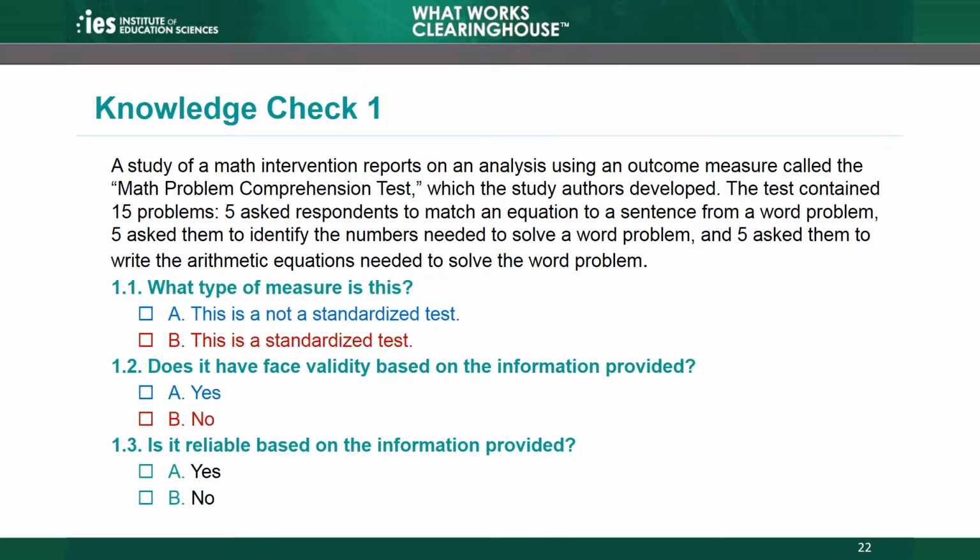Is it reliable based on the information provided? B is the correct answer. The item does not mention reliability. The WWC requires a measure of internal consistency, like Cronbach's alpha, of 0.5 or higher, a test-retest statistic of 0.4 or higher, or inter-rater reliability, like a kappa coefficient, of 0.5 or higher.